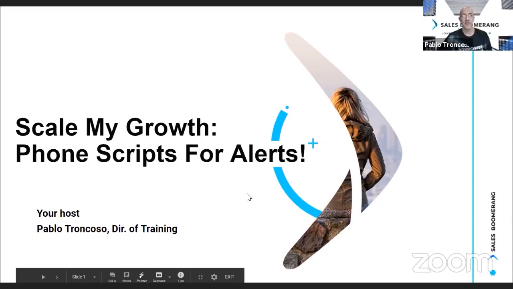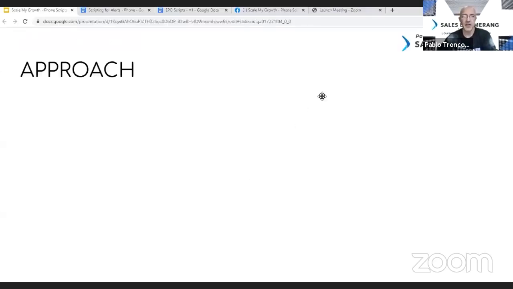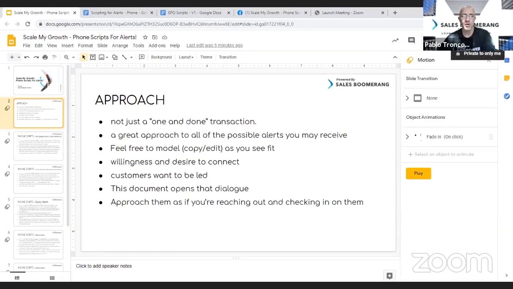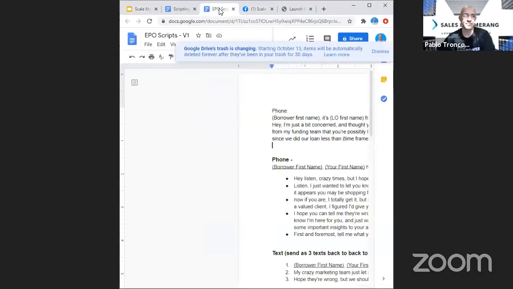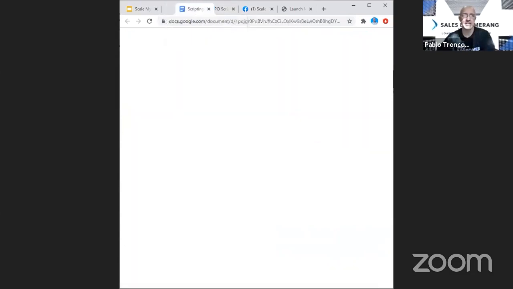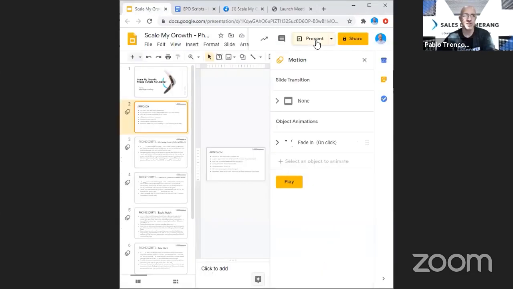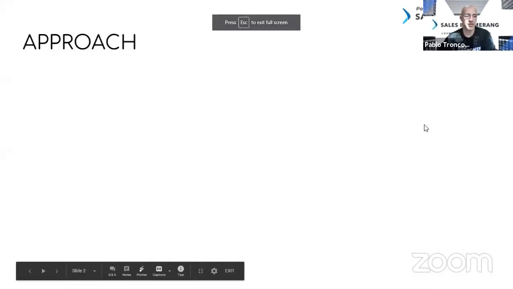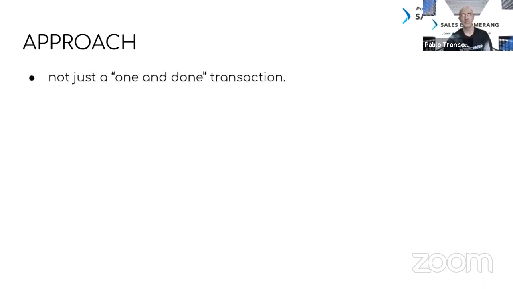But before we get into the alerts, I want to talk about the approach. This approach is very important in how you're actually going to approach these. It's very important to know what that approach is, because there are plenty of ways to do it, but if you do it this way, your success rate is going to be higher than if you just reach out to somebody and let them know that you have an alert, that you've been monitoring their information. So let's go over those points.